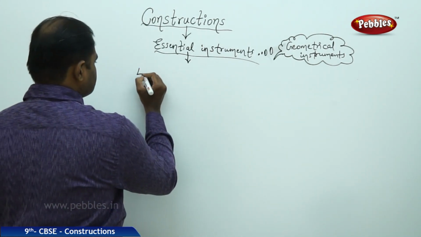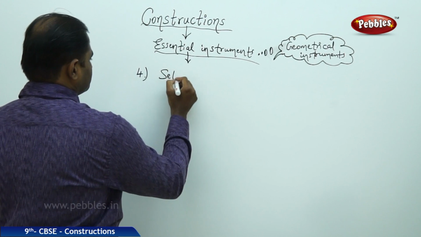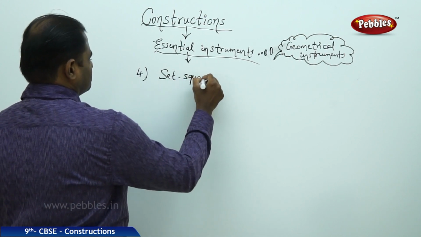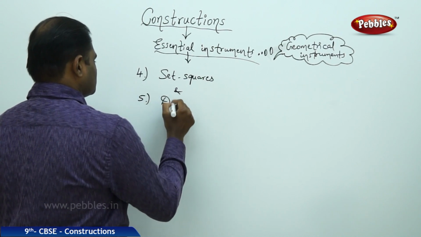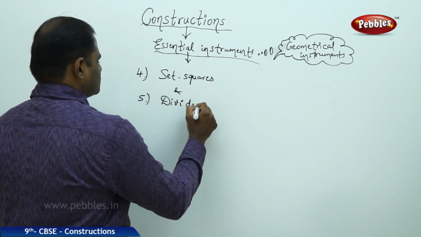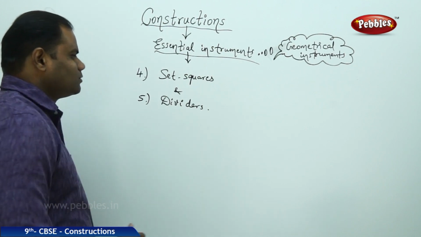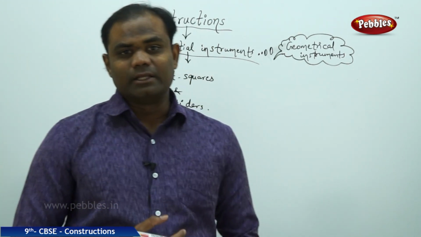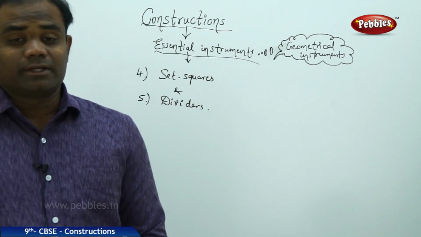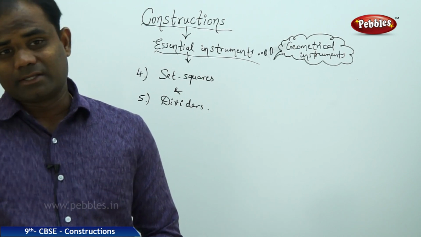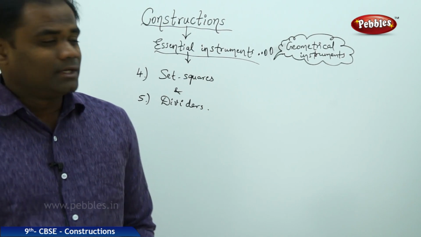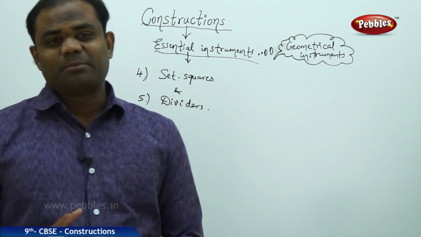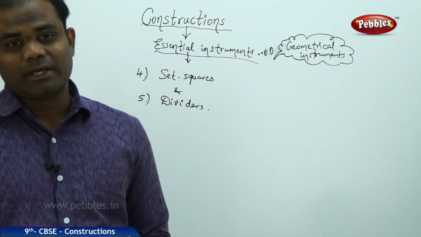So here, set squares and dividers. Usually we use this instrument quite rarely, only when we need to take into consideration the special angles like 0, 45 degrees, 90 degrees, etc. And the dividers, which helps us in drawing two parallel lines.